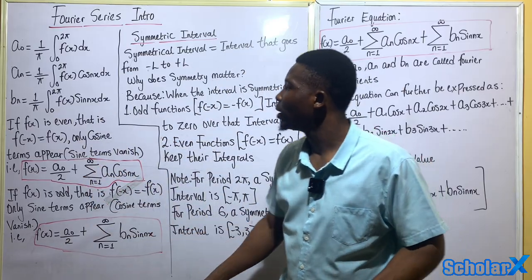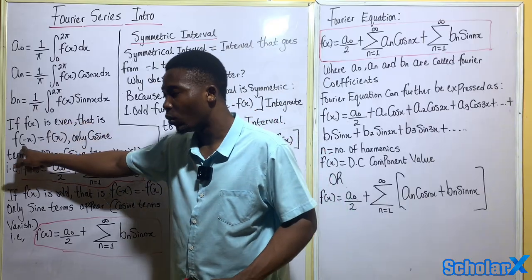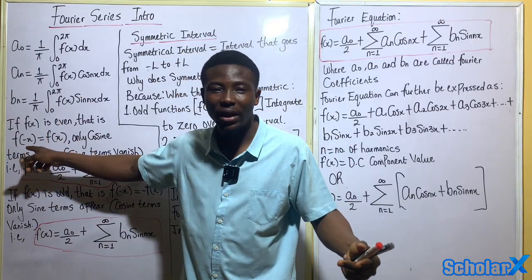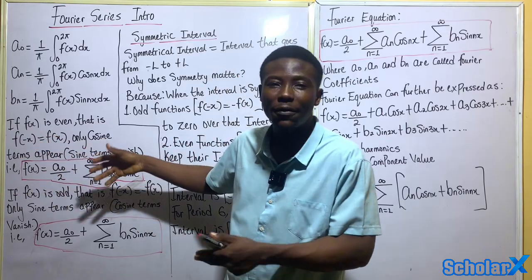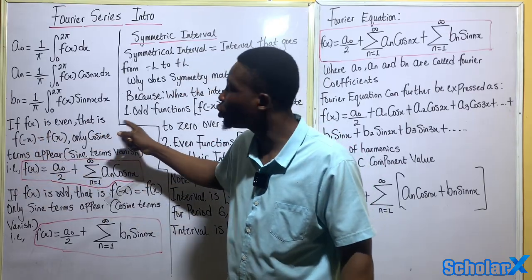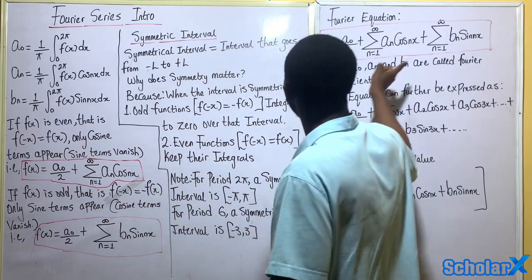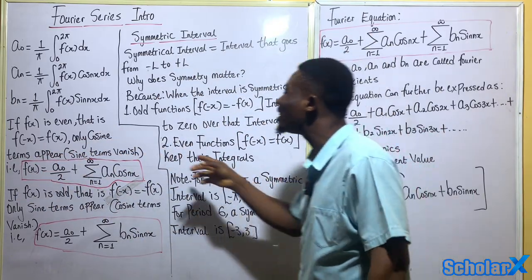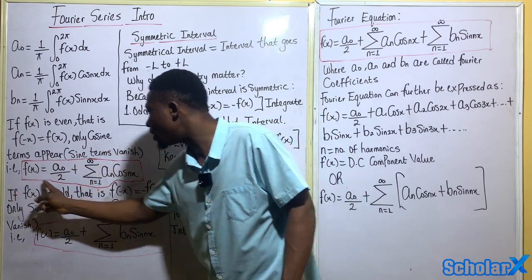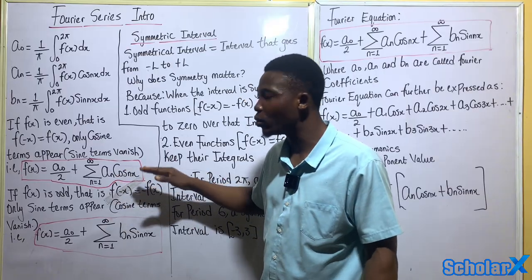Now, if f of x is even, that is, of course, when a function is even, f of minus x is going to be the same thing as f of x. So when the function is even, only cosine terms appear. That means when you're finding your Fourier series, the sine terms will disappear, only the cosine terms will remain.